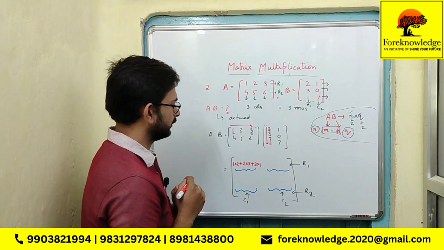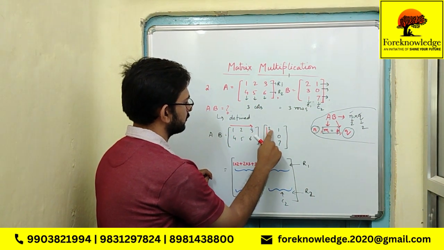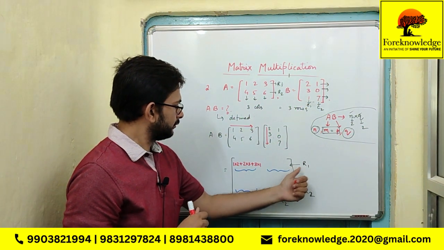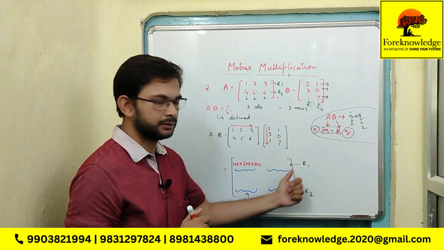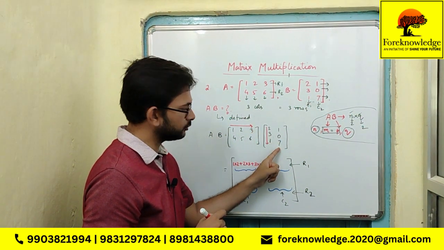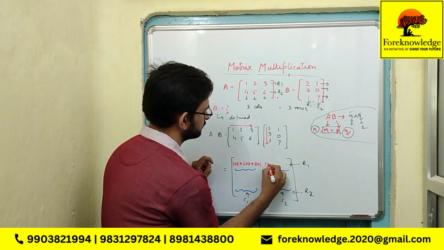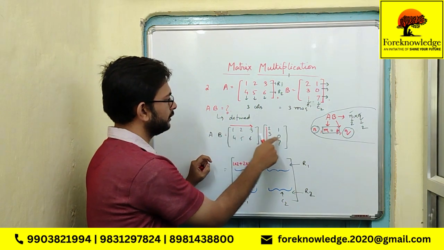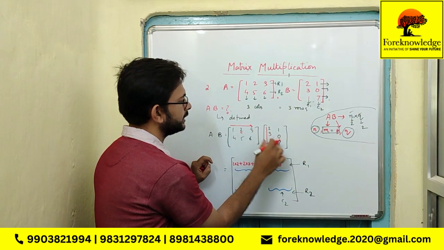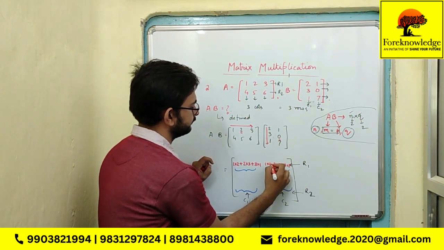Fine. For the second one, row 1, column 2. So row 1 of the pre-multiplier, column 2 of the post-multiplier. Element wise multiplication: 1 into 1, 2 into 0, 3 into 7. Add them.